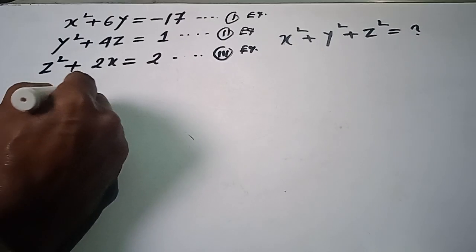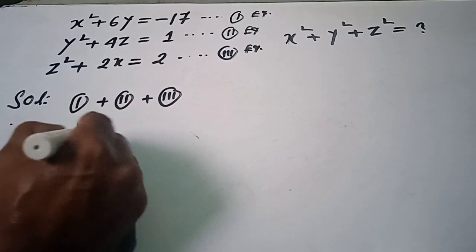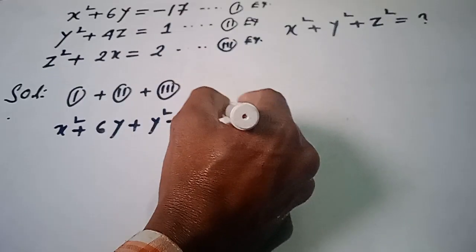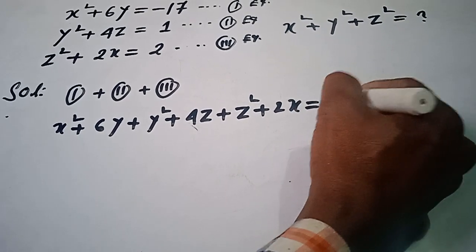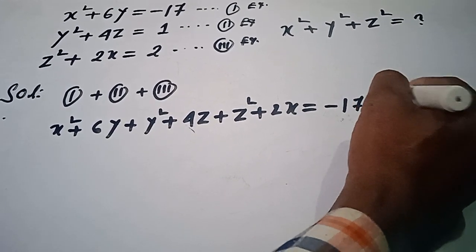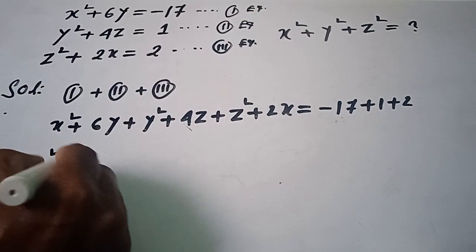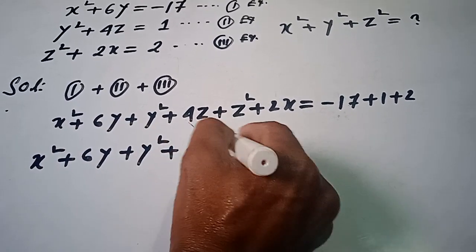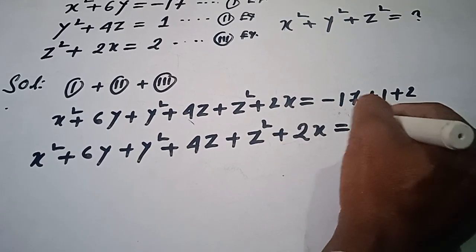At first, equation 1 plus equation 2 plus equation 3. Here x square plus 6y plus y square plus 4z plus z square plus 2x is equal to minus 17 plus 1 plus 2. Then x square plus 6y plus y square plus 4z plus z square plus 2x is equal to minus 14.